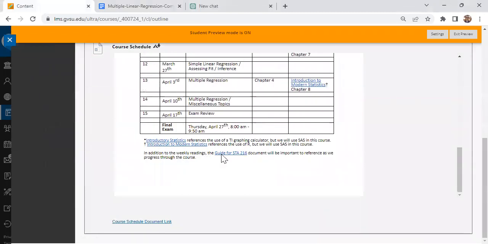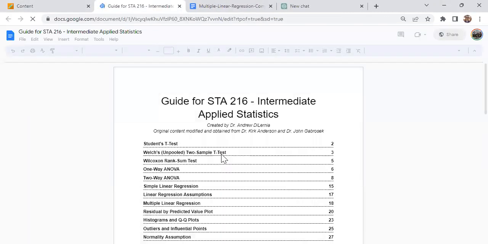Go to the bottom of the course schedule. That's always one spot to find the guide document.